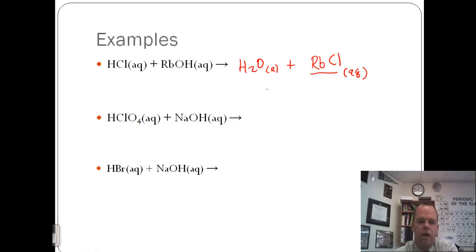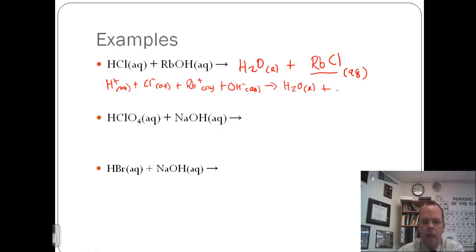This is our water. You would see if we wrote the complete ionic equation, we'd have H+ aqueous plus Cl- aqueous forms Rb+ aqueous plus OH- aqueous form H2O liquid, Rb+ aqueous, and Cl- aqueous. Cancel out the spectator ions and you get that reaction we saw before for the net ionic equation.